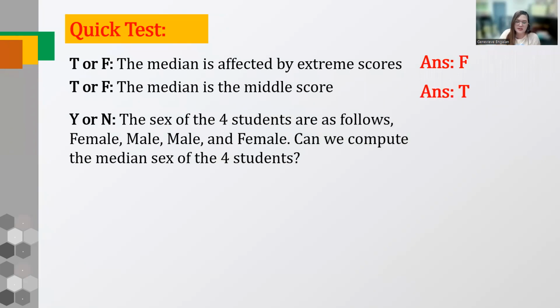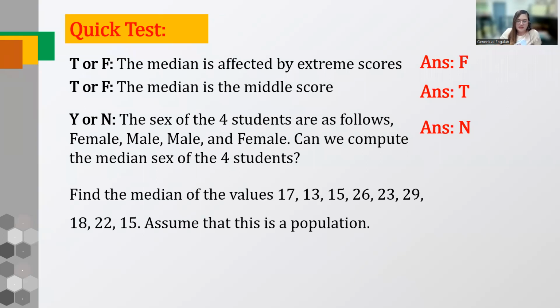Okay, yes or no? The sex of 4 students are as follows: female, male, male, female. Can we compute for the median sex of 4 students? Can we order or arrange this? No, ma'am. There is no median for that, this is nominal again. The median can only be used for ordinal, interval, and ratio.